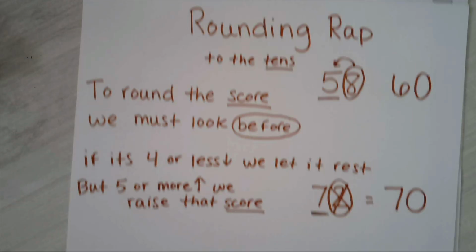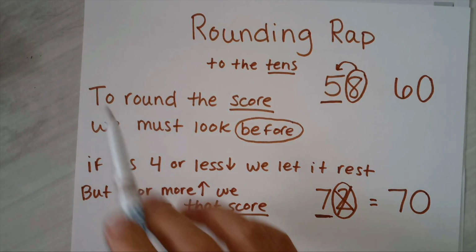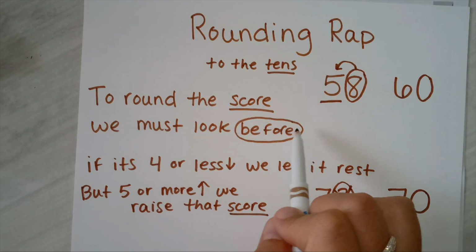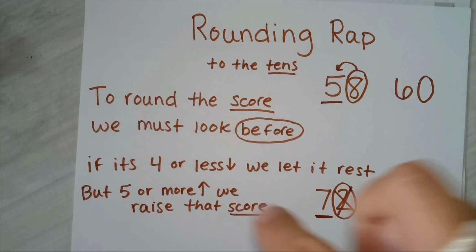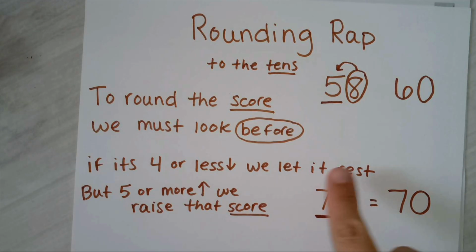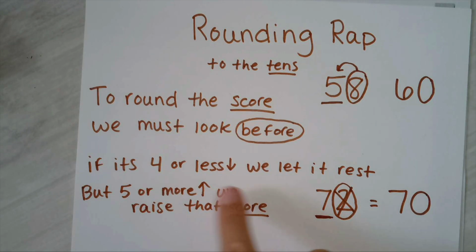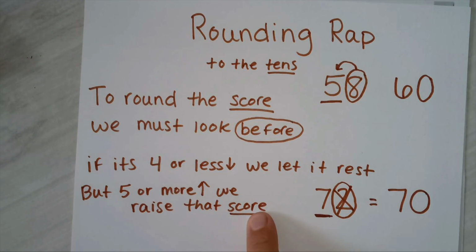All right, last review for the song. To round the score, we must look before. If it's 4 or less, we let it rest. But 5 or more, we raise that score.